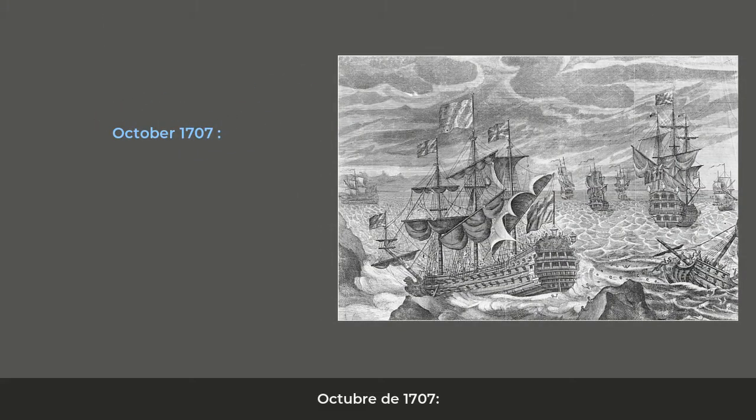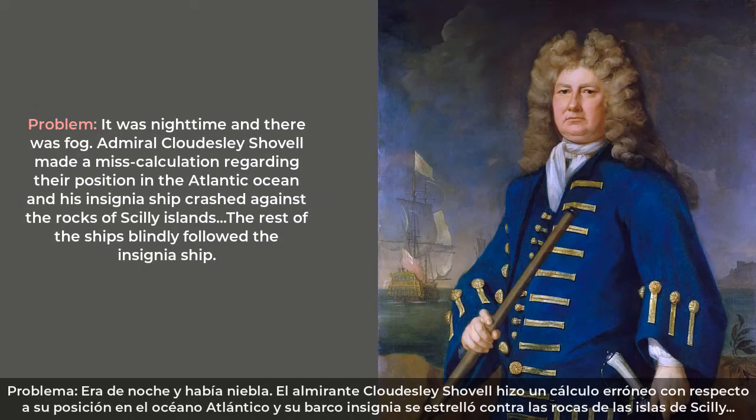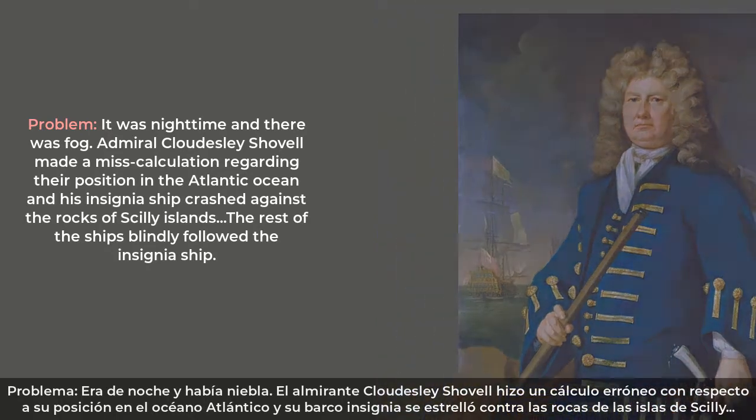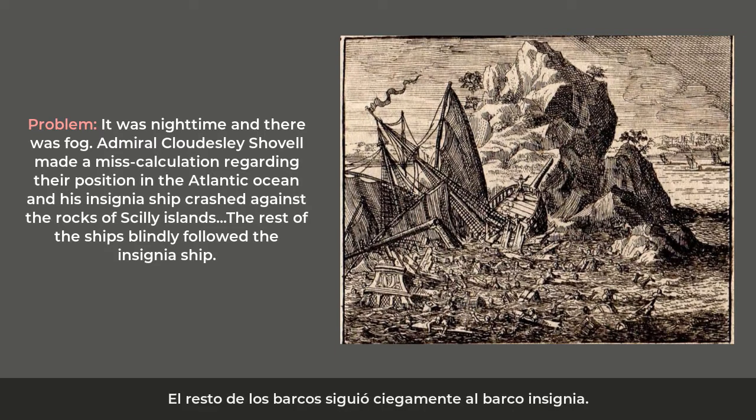October 1707. Fact: Great Britain lost 4 warships and 2,000 human lives, more deaths than the Titanic. There was no battle. Problem: It was nighttime and there was fog. Admiral Cloudesley Shovell made a miscalculation regarding their position in the Atlantic Ocean, and his insignia ship crashed against the rocks of Scilly Island. The rest of the ships blindly followed the insignia ship.